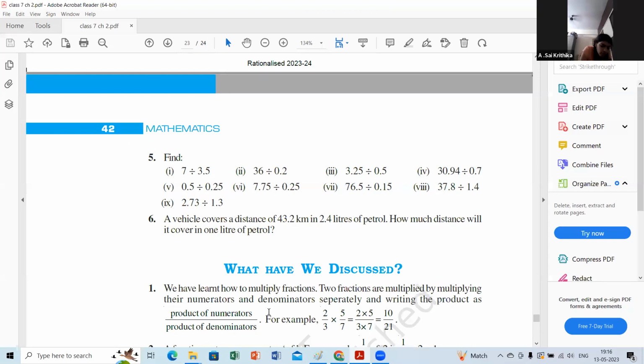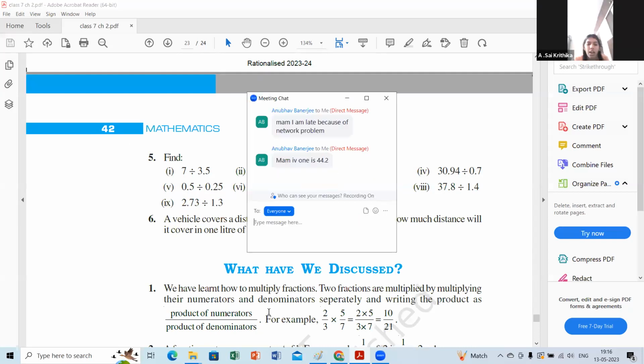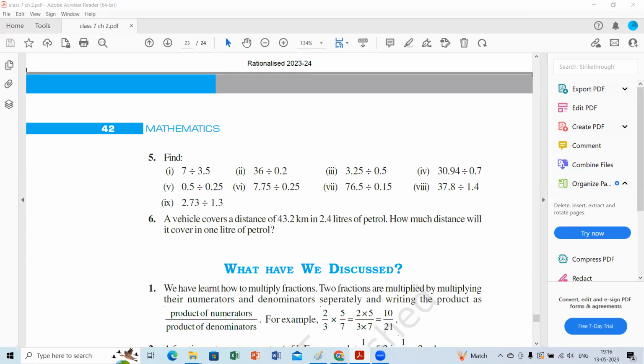Ma'am, I got the answer. Fourth one, very good, Anubhav. Absolutely correct. You are correct, Anubhav. Ma'am, is my answer correct? Yes, Kritika, you are also correct on the fourth bit. But Anubhav, your fifth bit is also correct. Very good. Anubhav used, I think, a trick to solve the fifth bit. He gave it very fast.